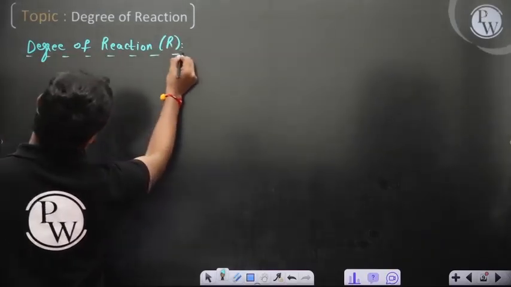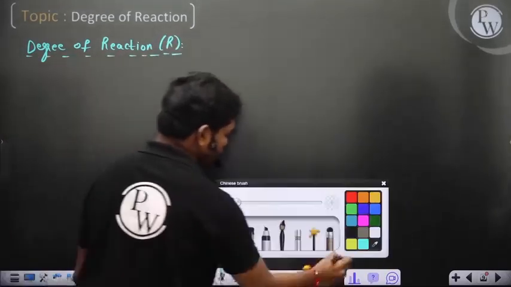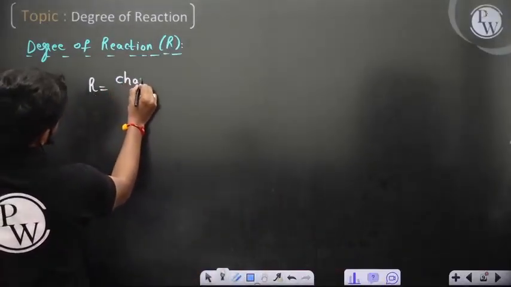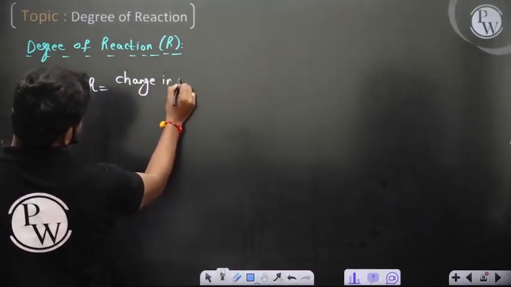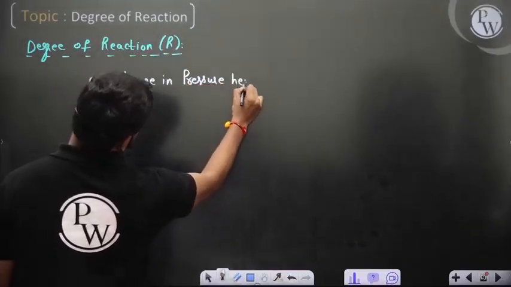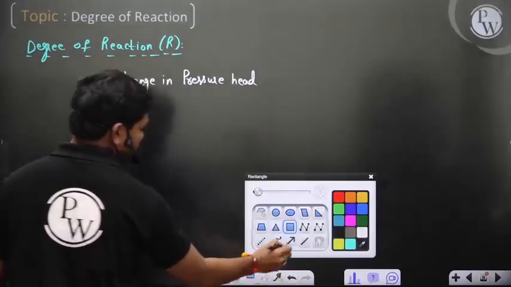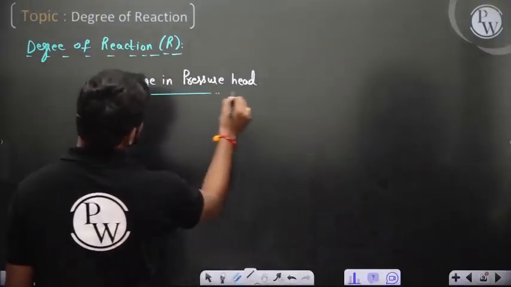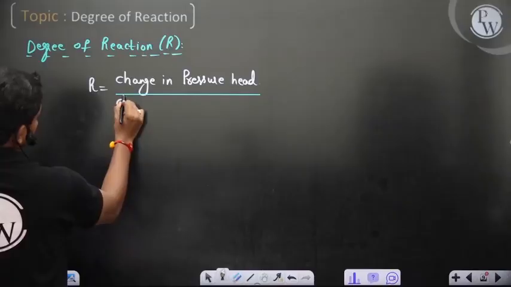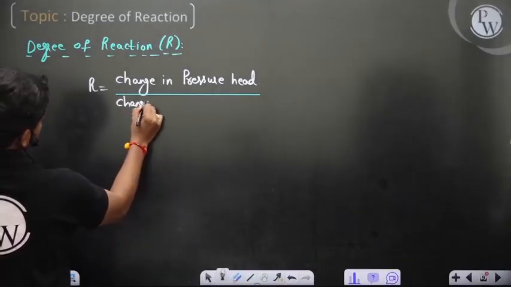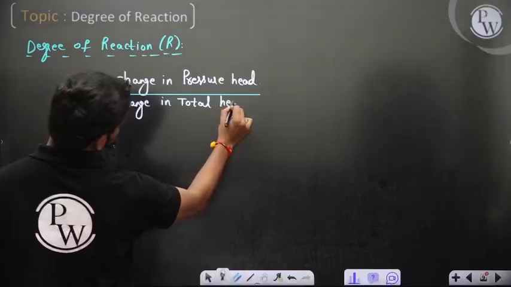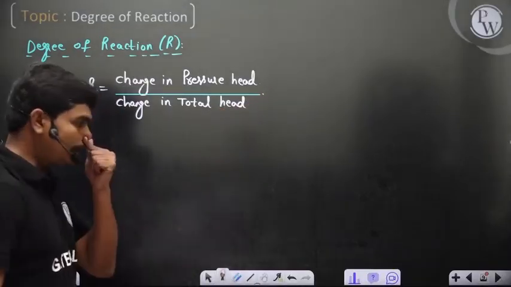So degree of reaction R is given by, R is equal to change in pressure head by change in total head. Change in total head of a turbo machine.